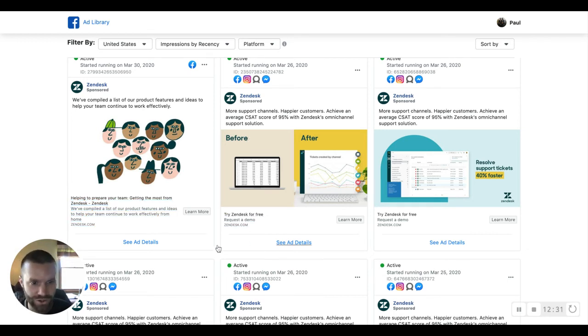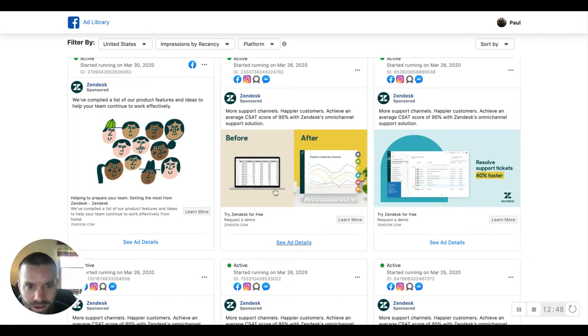No call to action, right? It's more like, here, learn how to use Zendesk. We've compiled a list of product and features to help your team work more effectively. It's not really direct response. It's more informational, explainer, how-to.